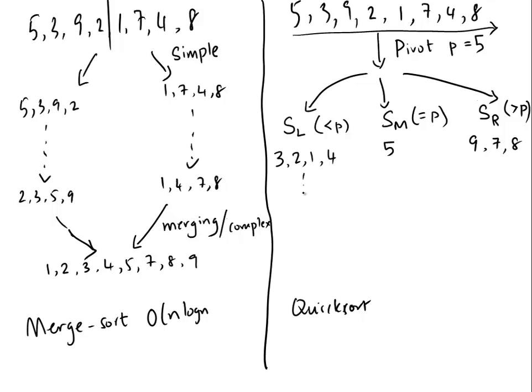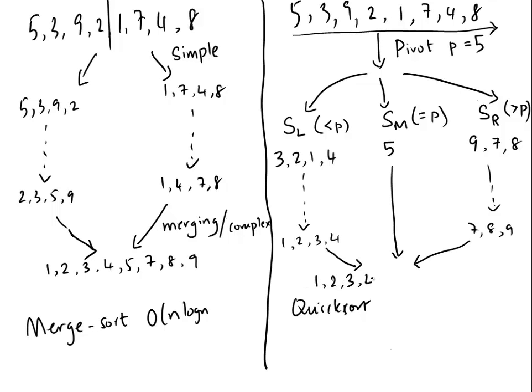Now I'm going to call myself recursively on SL and SR to sort the sublists. And this would give me 1, 2, 3, 4 here and 7, 8, 9 here. Now I can put these things back together since I know that the elements of the first list are strictly smaller than P, which is strictly smaller than the elements of SR. I can just merge these lists by concatenating them. I don't need to do a complex algorithm. I just concatenate these lists to get the sorted list 1, 2, 3, 4, 5, 7, 8, 9.